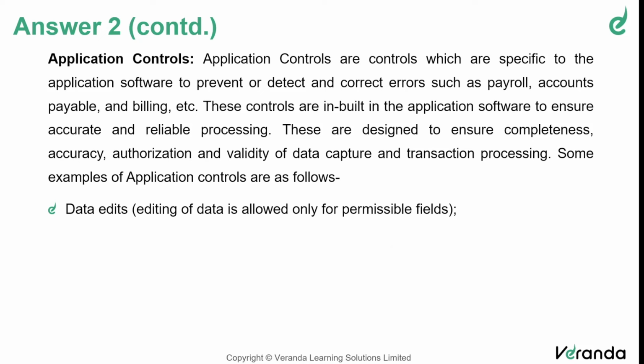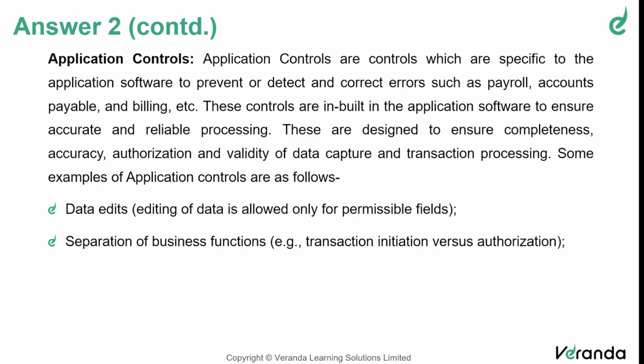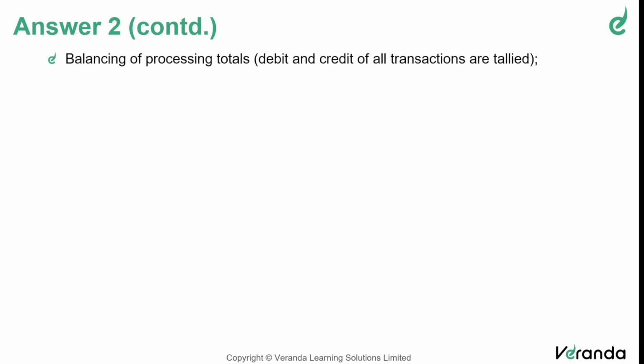Second is separation of business functions: transaction versus authorization. This is the same point as separation of key IT functions that we discussed in ITGC. It's basically the maker-checker concept, or segregation of duties concept. Then we have balancing of your debits and credits.